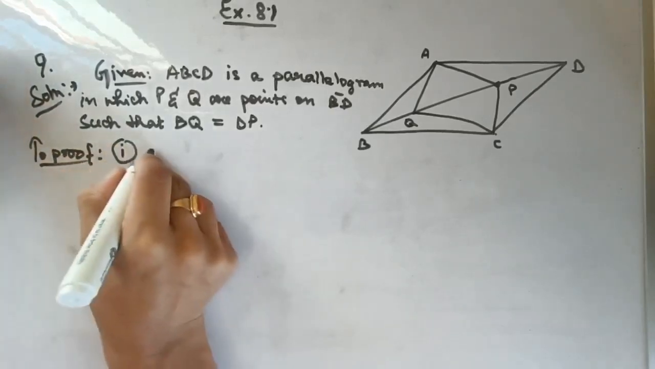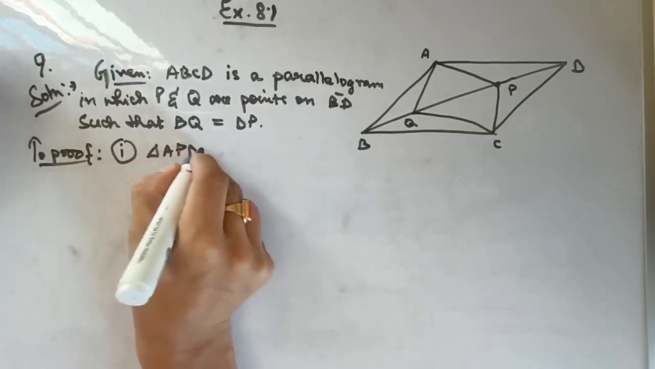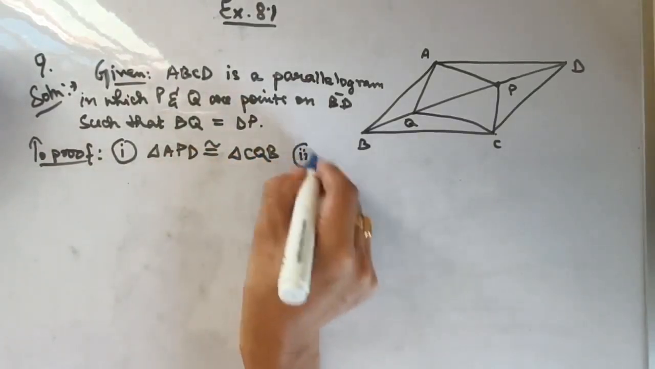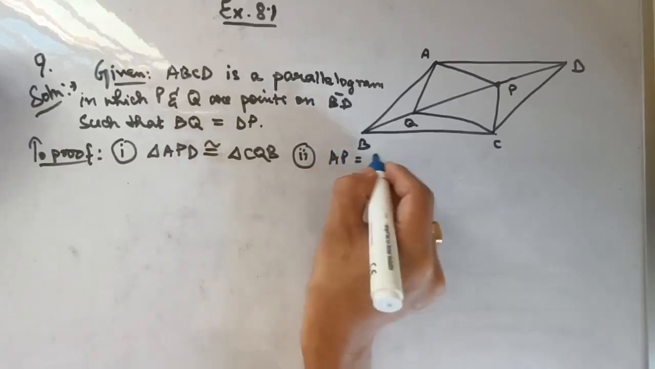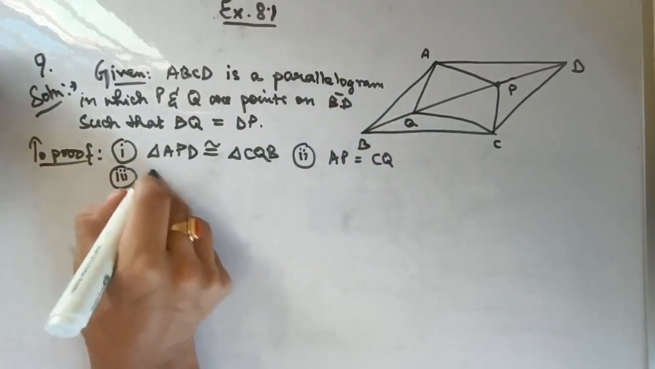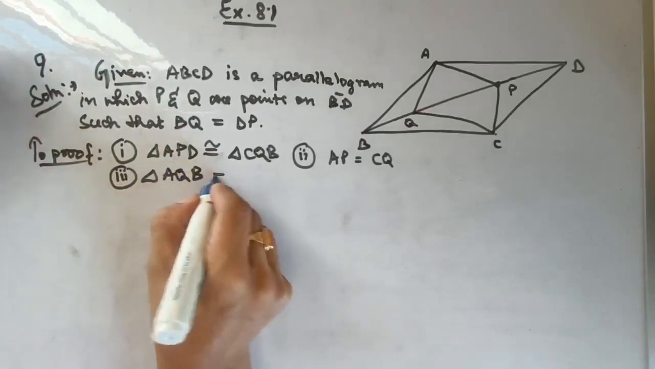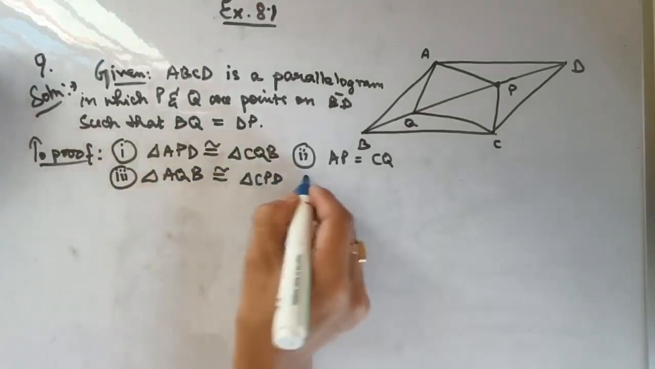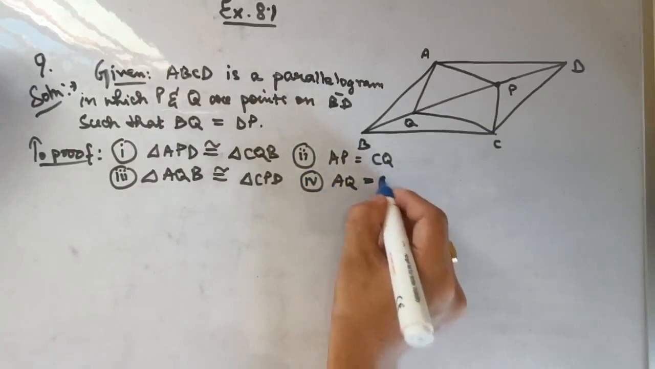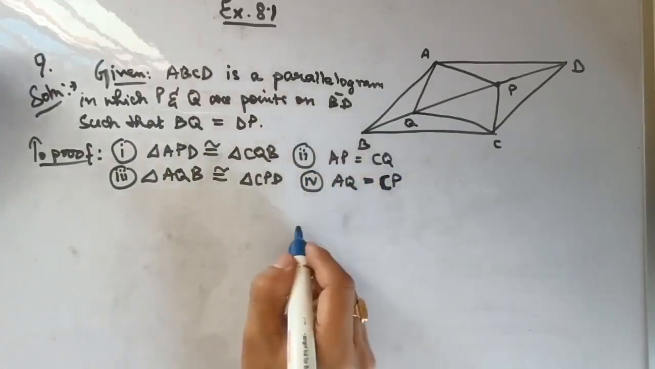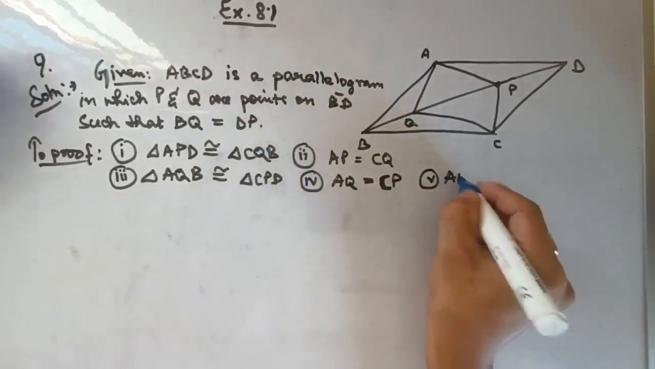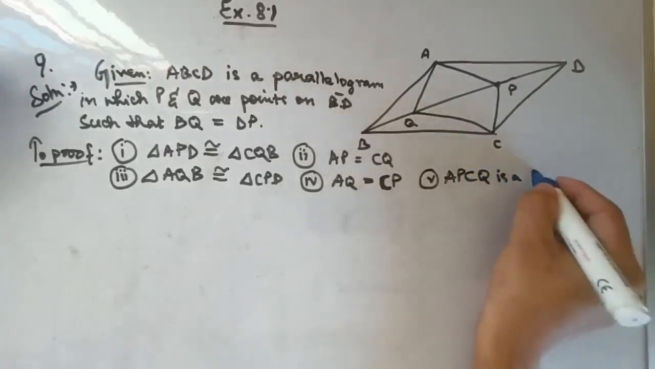Roman number 1, triangle APD is congruent to triangle CQB. Roman number 2, AP is equal to CQ. Roman number 3, triangle AQB is congruent to triangle CPD. Roman number 4, AQ is equal to CP. And last, Roman number 5, we have to prove APCQ is a parallelogram.